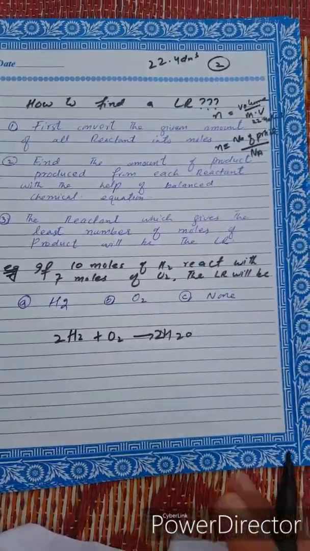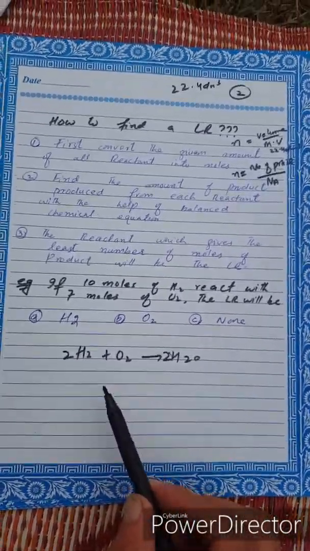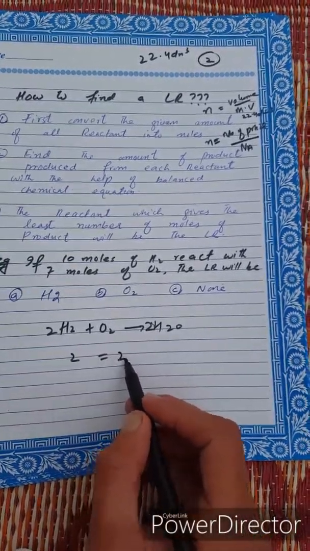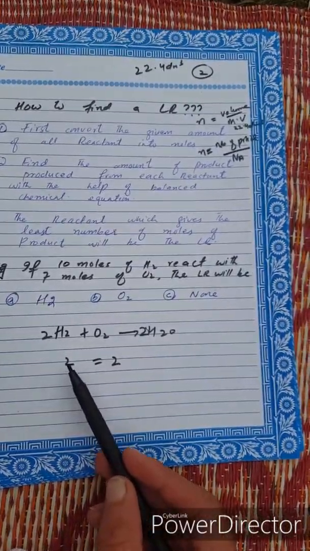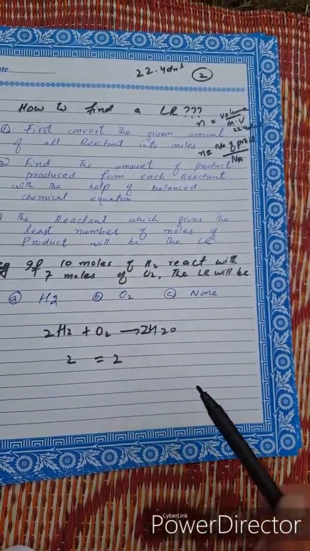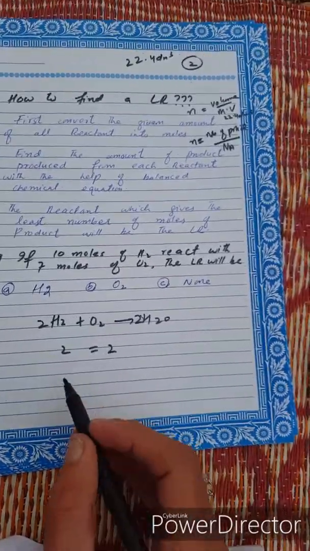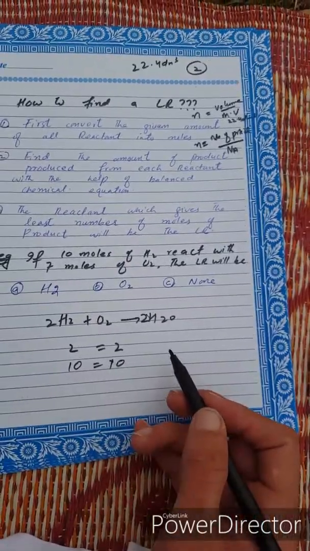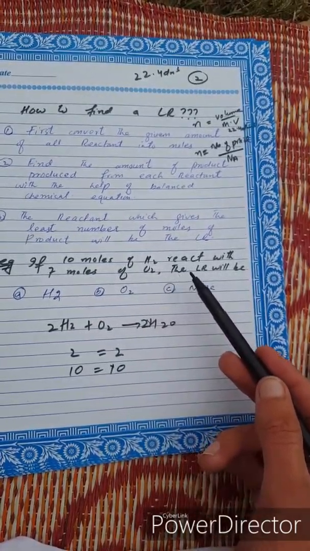So this equation shows that 2 moles of hydrogen give 2 moles of water. So if 2 moles of hydrogen give 2 moles of water, how many moles of water will 10 moles of hydrogen give? It is very simple. 2 gives 2, so 10 moles of hydrogen will give 10 moles of water.